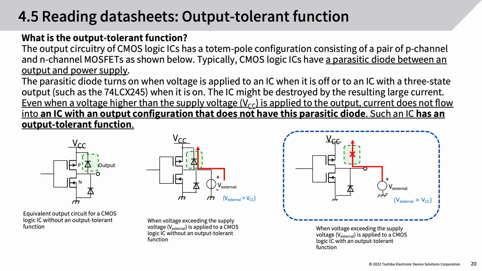The parasitic diode turns on when voltage is applied to an IC when it is off, or to an IC with the 3-state output, such as the 74LCX245, when it is on. The IC might be destroyed by the resulting large current. Even when a voltage higher than the supply voltage, VCC, is applied to the output, current does not flow into an IC with an output configuration that does not have this parasitic diode. Such an IC has an output tolerant function.